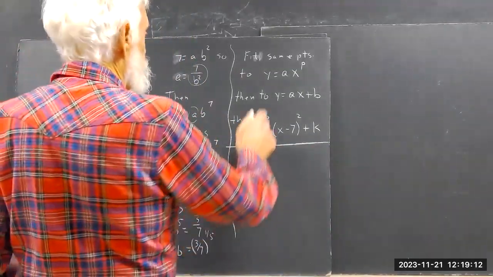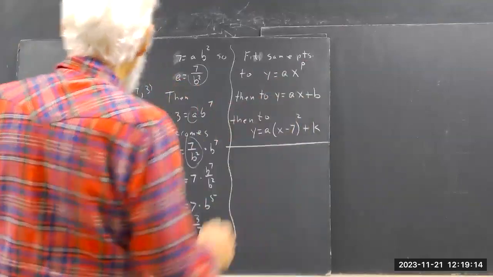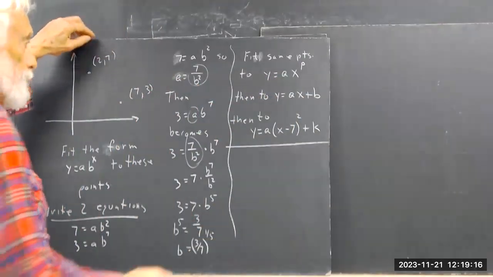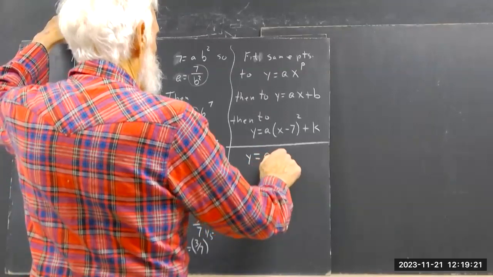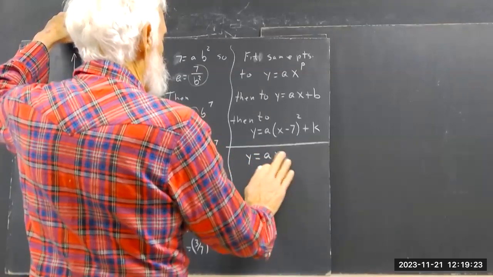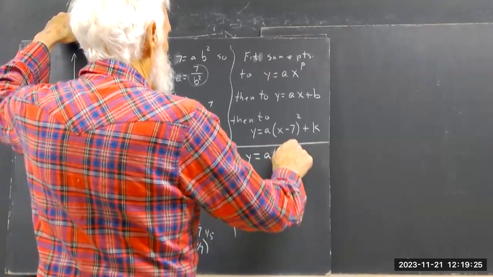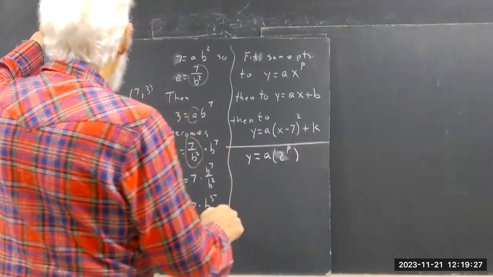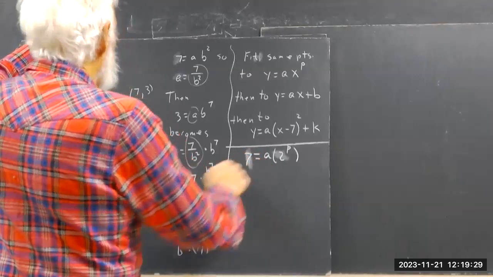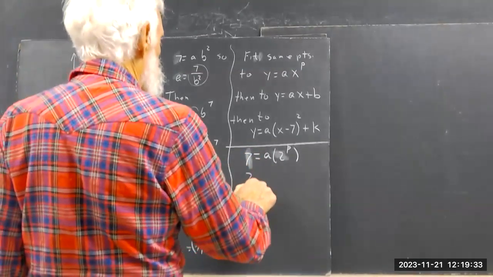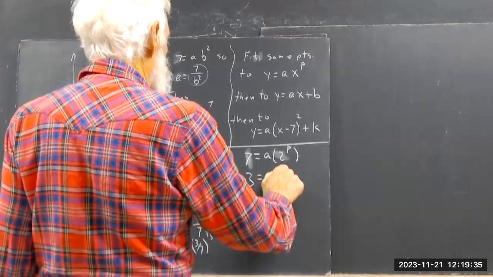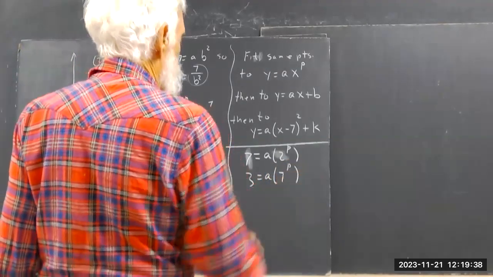You get y equals ax to the p. If y is 7 and x is 2, you get 7 equals a times 2 to the p. Okay. If y equals 3 and x equals 7, you get 3 equals a times 7 to the p.